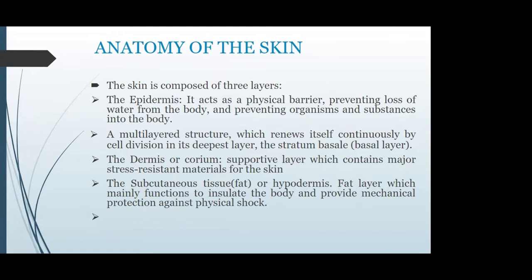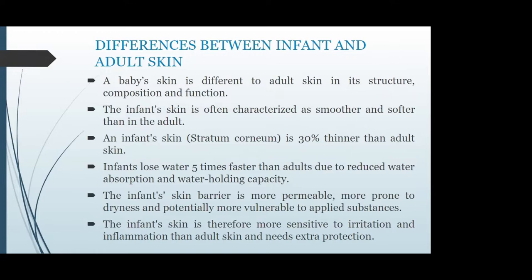Next slide. I've already talked about the three layers that the skin is composed of. Well, some of the differences that I need to itemize between an infant skin and an adult skin is the fact that, obviously, we all know that even looking at the outward appearance, an infant skin is smoother and softer than that of an adult. Now, the outer layer of the infant skin is about 30% thinner than that of the adult. And because of the reduced water absorption and water holding capacity of a baby's skin, they tend to lose water faster than adults, up to 5 times faster. Of course, an infant's skin barrier is also more permeable, so it's more prone to dryness and definitely more vulnerable to a lot of applied substances that we, the caregivers, our parents, apply on it. Therefore, an infant's skin is more sensitive to irritation and inflammation than an adult skin, and therefore needs extra protection. Next slide.